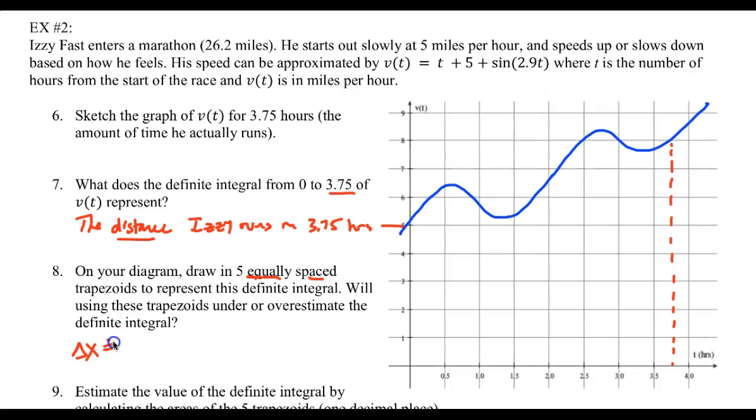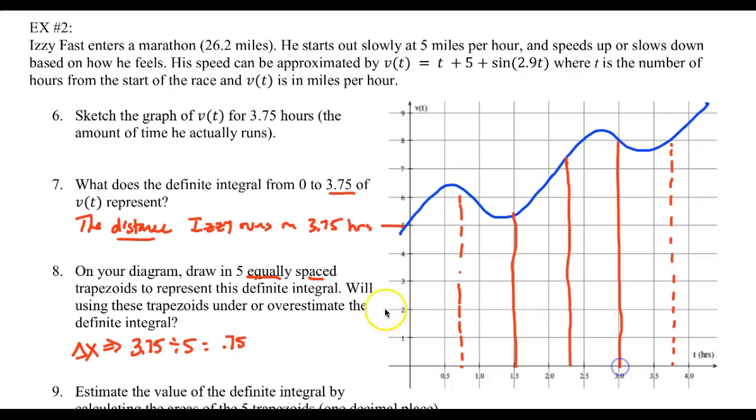That's going to be 3.75 divided by 5. That will tell me how much each one of those needs to be. And then when you do that, you can see that each one's going to be 0.75 wide. So that's easy enough. I can simply just go from 0 to 0.75. There's 1.5. There's 2.25. There's 3. And then there's 3.75. So you can see that all these are sort of equally spaced apart.